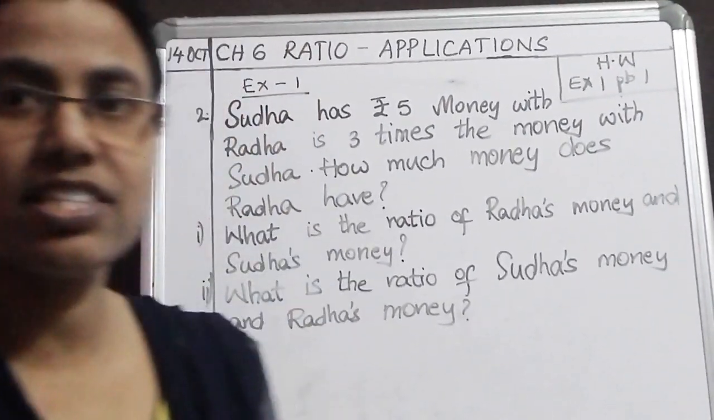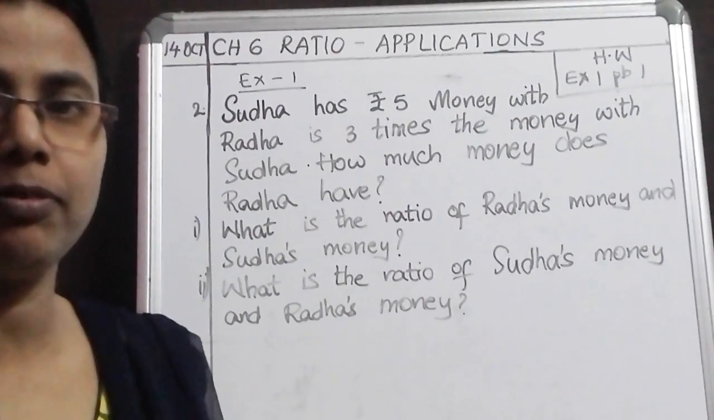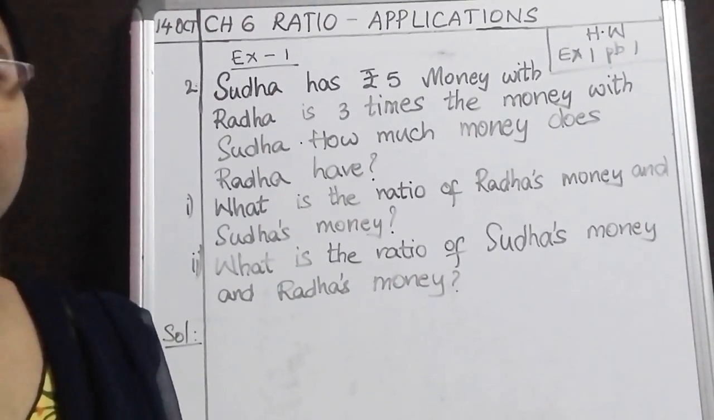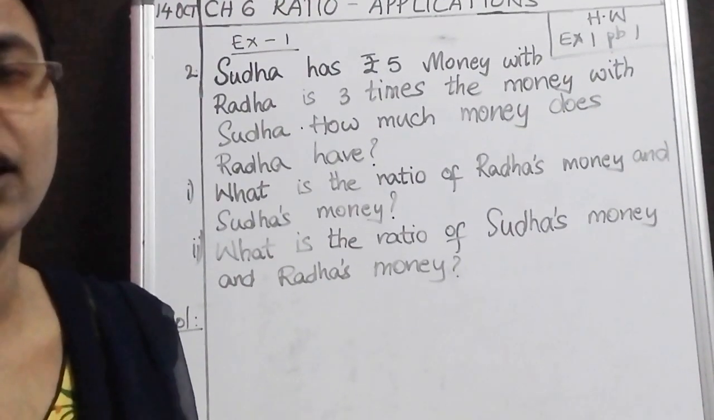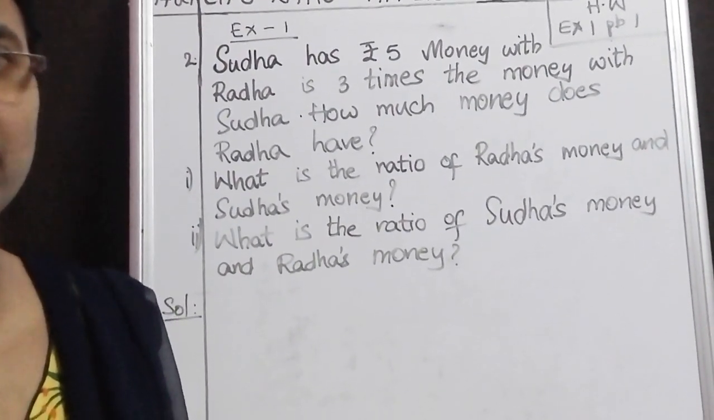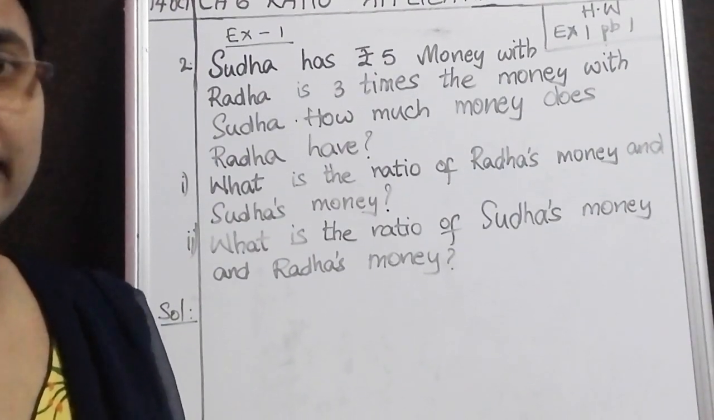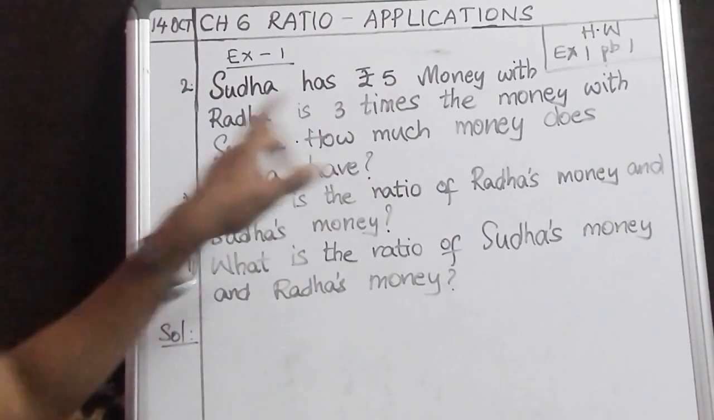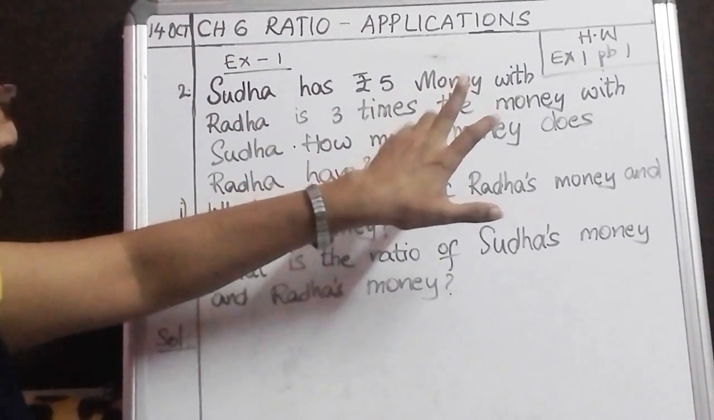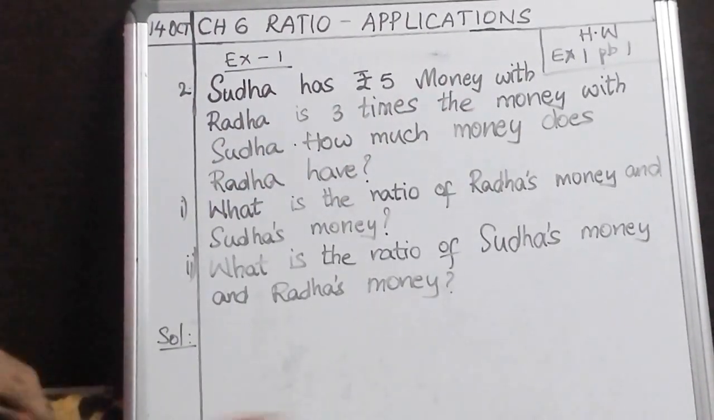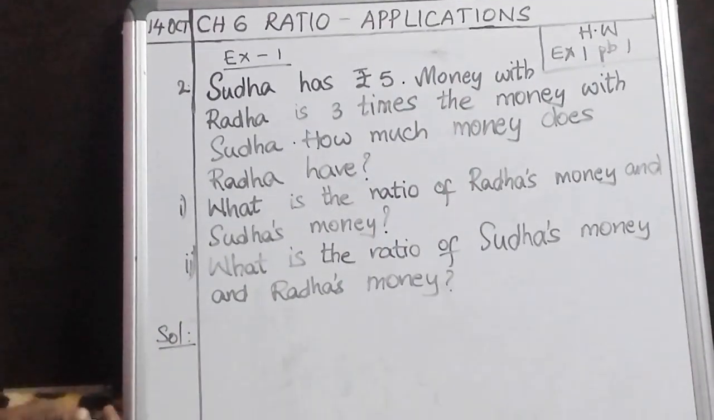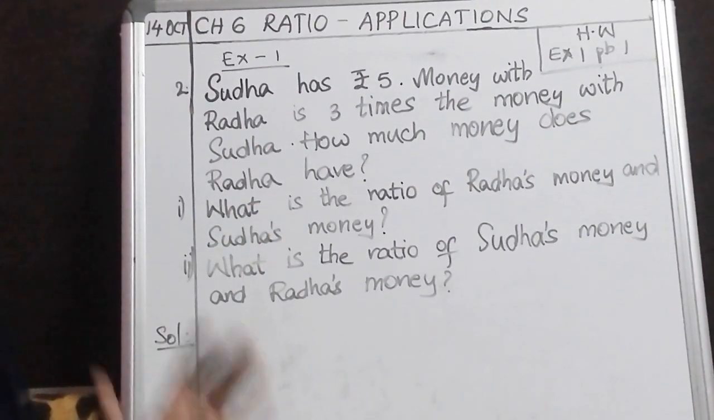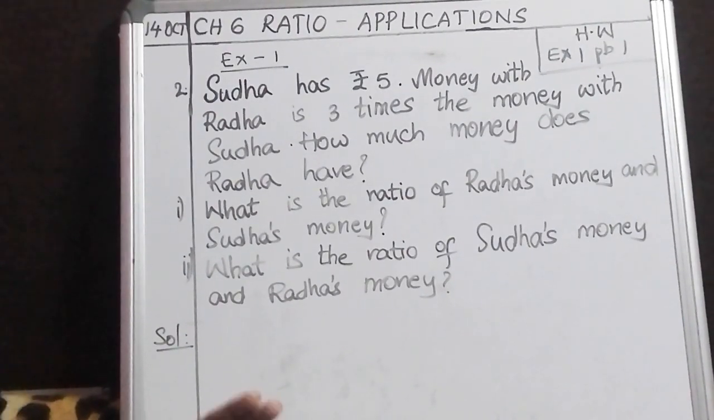Okay, so exercise 1, the first problem is for homework. It is for homework because if you have understood what is explained till now, you will be able to do that problem. Let us do the second problem. Sudha has rupees 5. The money with Radha is 3 times the money with Sudha. How much money does Radha have? Let us solve the question bit by bit.